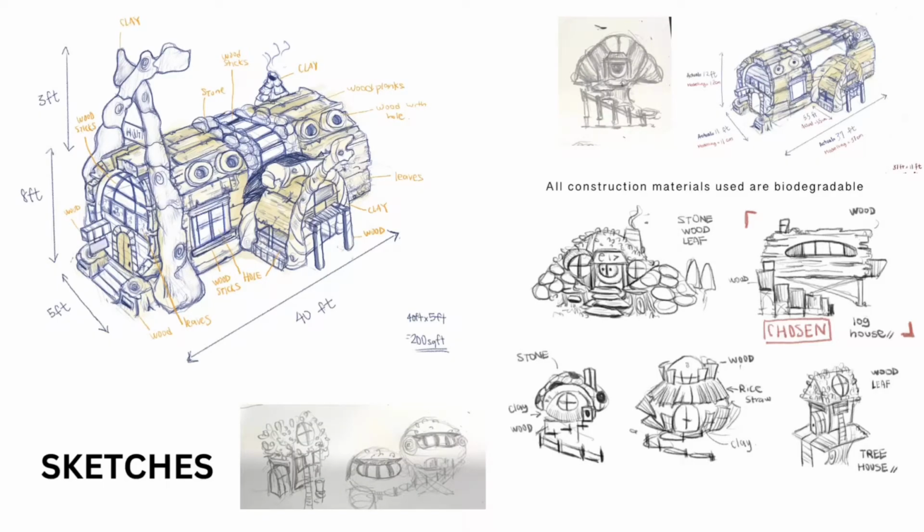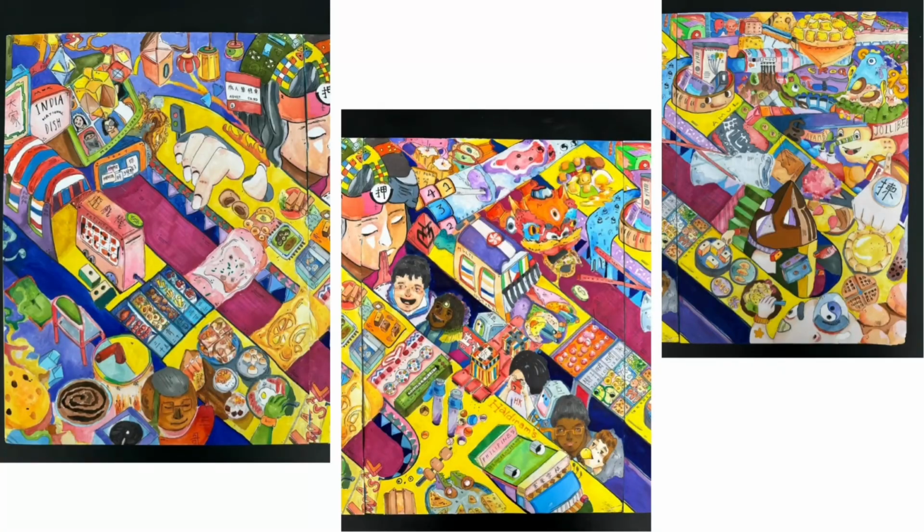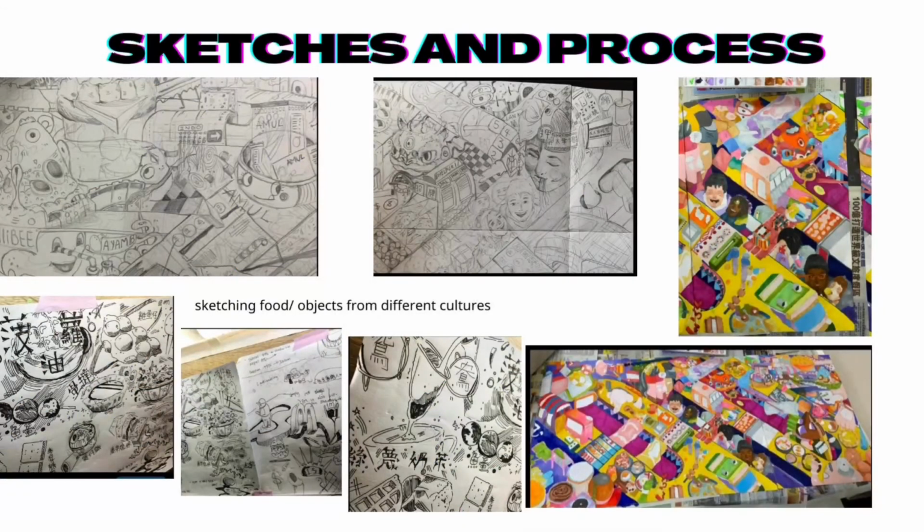Another artwork, this is not architecture related, is an illustration I did in Hong Kong. This artwork is trying to say that food can bring us together, and I want to show cultural homogeneity, which means that nationality or ethnicity doesn't matter when we gather together. We can all just sit here together and enjoy food from different cultures.